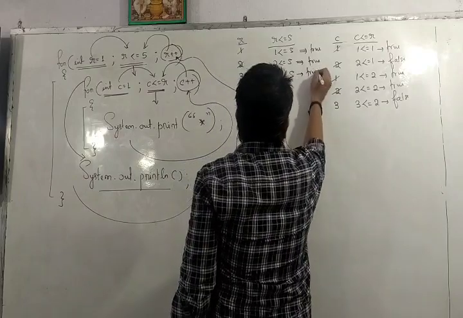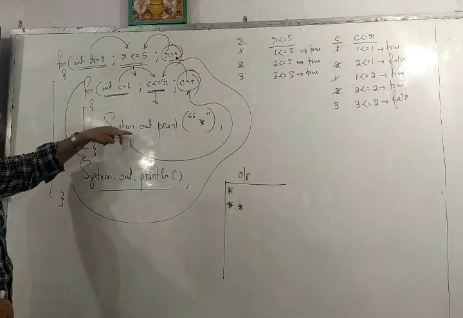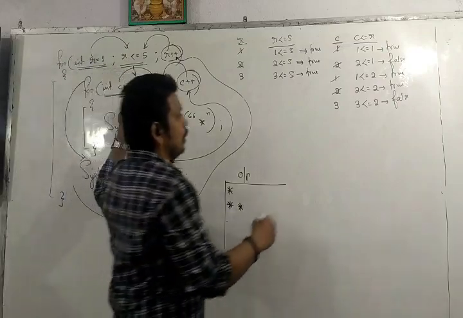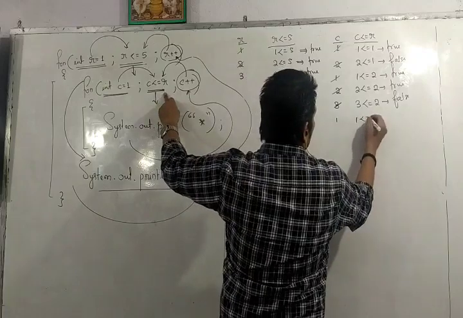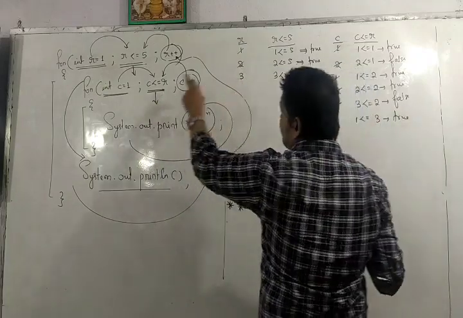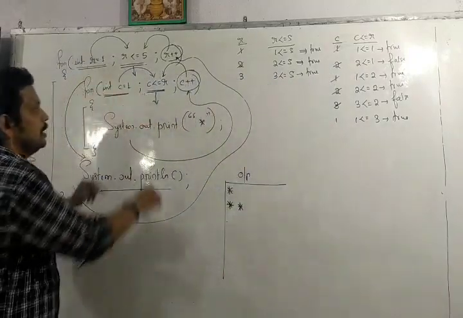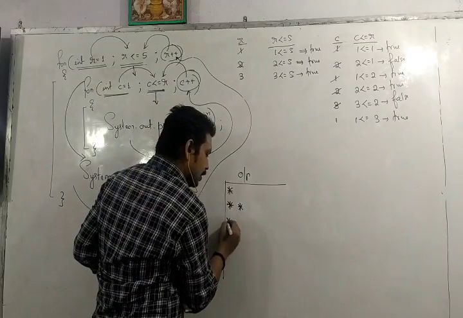The answer is true. If it is true, again it will come within the body of the outer for loop and C will start from 1. Okay, C will start from 1. 1 is less than equal to R. What is R? It is 3. So we will get true. If this condition is true, then star will be printed in the third line.